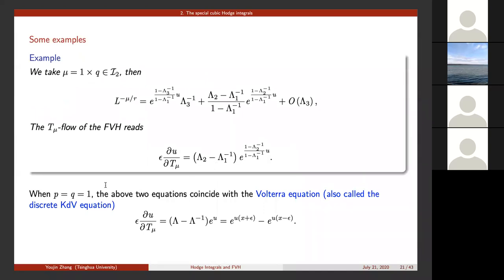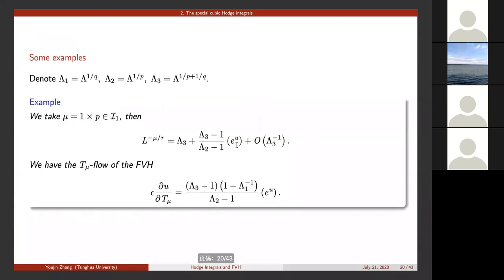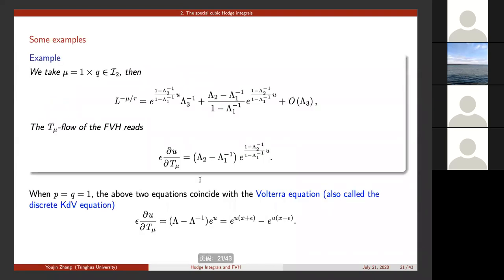For the particular case when p and q equal 1, we obtain these two equations, the equation for this one and the equation for this one. They coincide. So they give us precisely the so-called Volterra equation or the discrete KdV equation. In our Hodge-GUE paper, we consider precisely this case when P and Q equal 1, and we obtain this Volterra or discrete KdV hierarchy for the special cubic Hodge integrals. So this is the well-known Volterra equation.